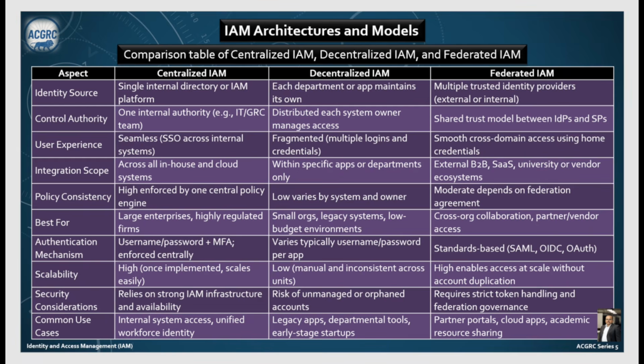It's scalable basically. From a security consideration perspective, it requires strict token handling and federation governance. It's a big challenge when you deal with federated one. But then, because it is smooth, it's found to be more useful. Common use cases: partner portal, cloud apps, academic resources handling and sharing. Hope this gives you a perspective between each of the three.